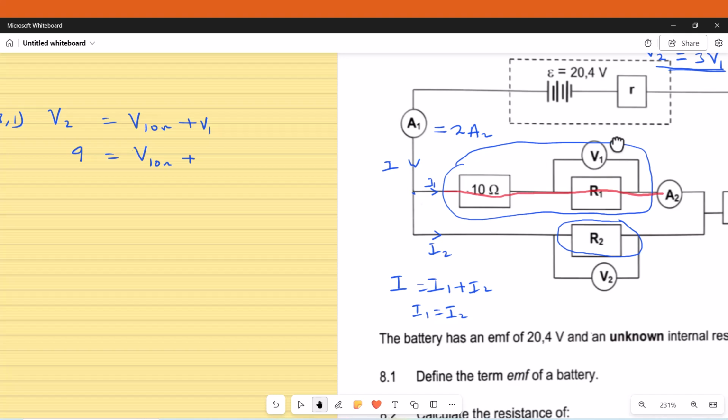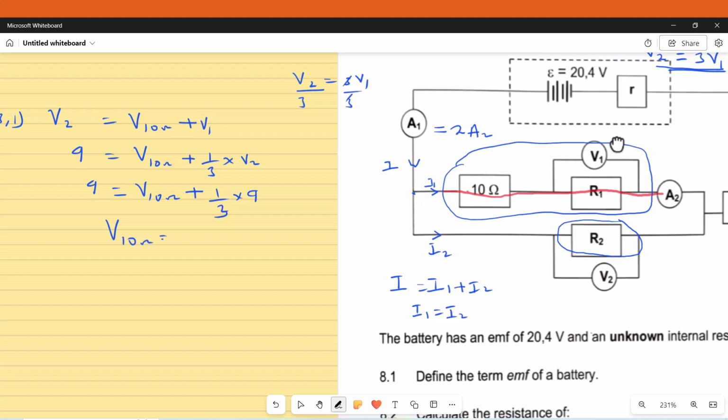So if V2 equals 3V1, what is V1? Divide by 3. So V1 is the same as a third times V2. But what is our V2, guys? V2 is 9. So I'm going to say V across the 10 ohm resistor is 9 minus a third times 9. So 9 divided by 3 gives me 3. 9 minus 3 gives us V10 as 6.